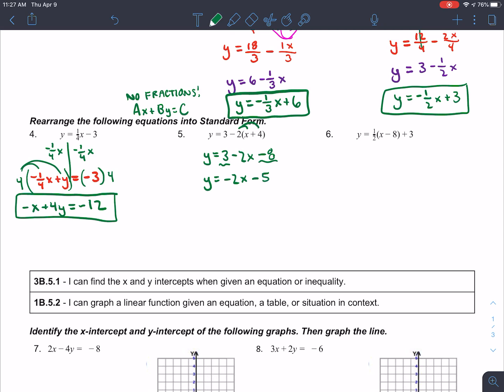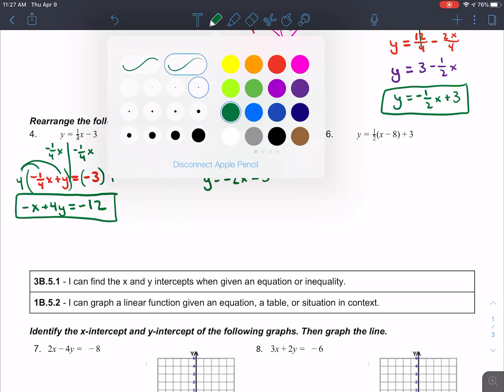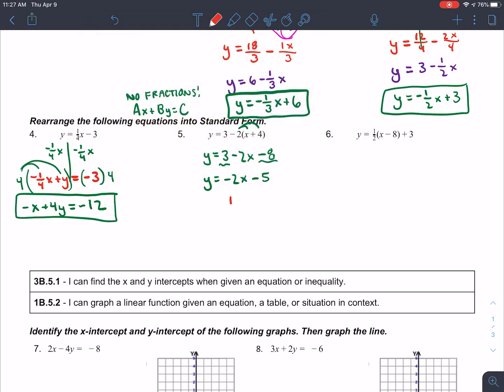So now we're in slope-intercept form, but we're not done yet. We want to be in standard form, so hopefully you guys already recognize I must move my x's to the other side. All right? 2x plus y, sorry, I should have crossed that out, equals negative 5. And that is our final answer. Okay? All right, we're getting there. Let's try this last one.